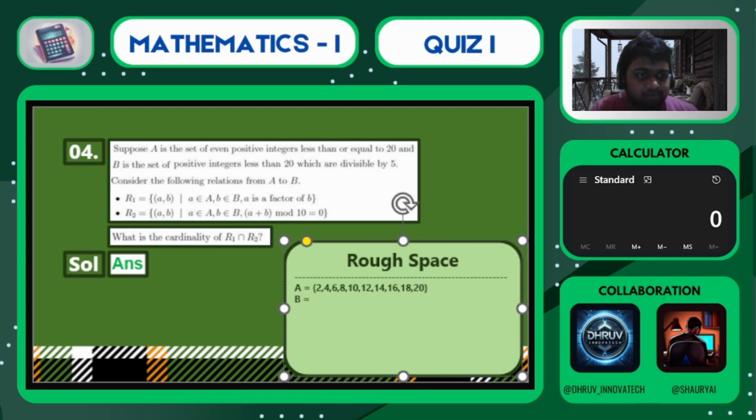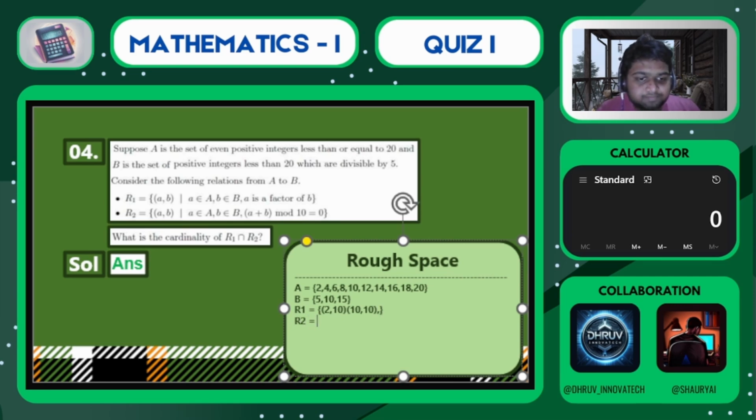Then for B, we have to take less than 20, a multiple of 5. So these are the three. Then let's draw R1. The element should be A comma B, where A is a factor of B. So first, 2 comma 10 is the only element in R1. Then comes 10 comma 10. That's all. Only two elements in R1.